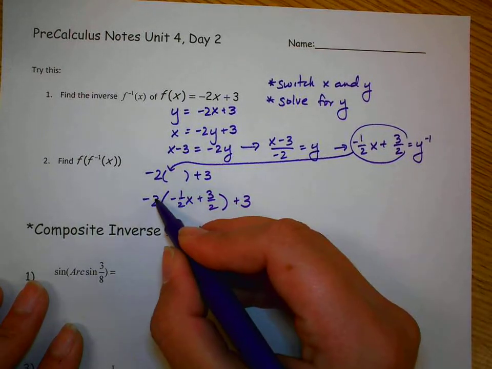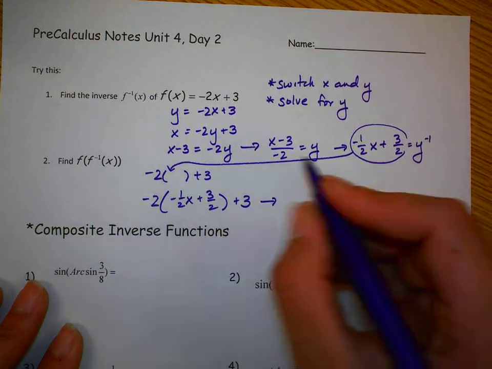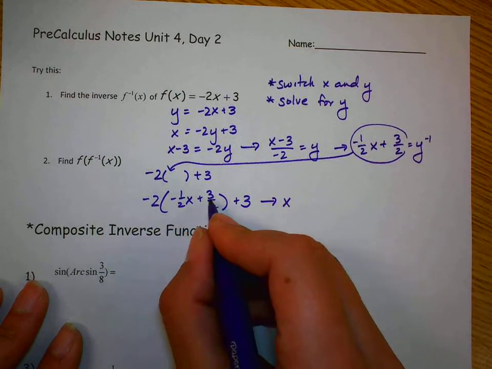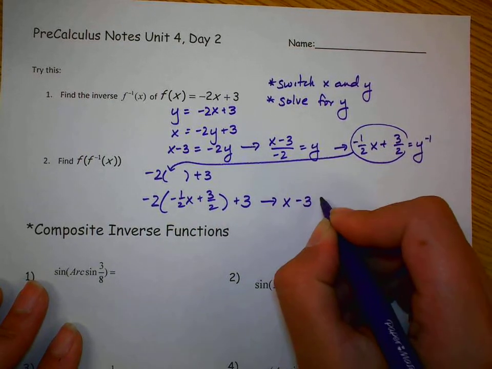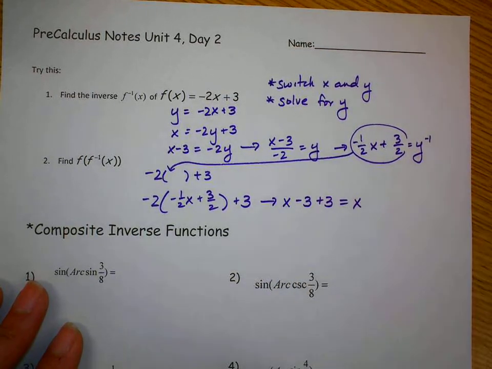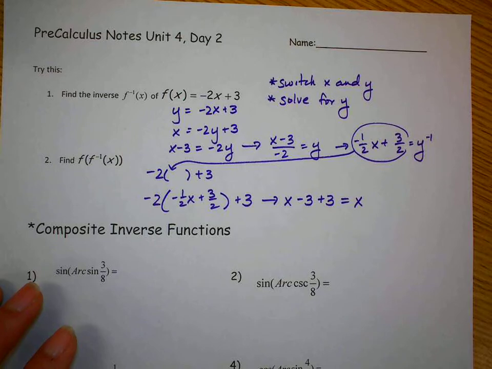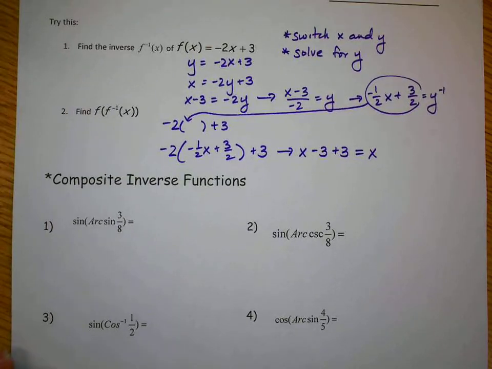Okay, so what I have to do now is distribute this -2 out. So -2 times -1/2 is +1x. -2 times +3/2 gives me a -3. And then I have this plus 3 at the end. So notice it all turns out to be x. Okay, so if you take a function and have the composite of its inverse with itself, you'll always get x. Okay, so how are we going to use this in our trig?